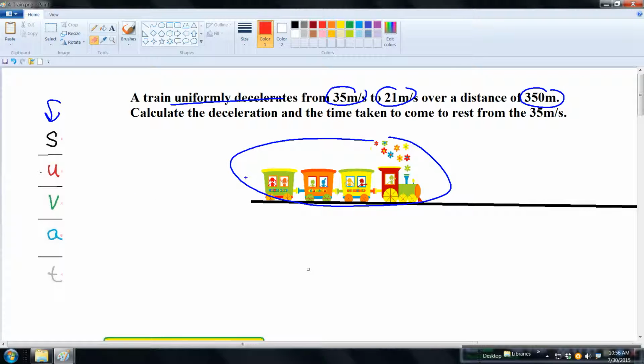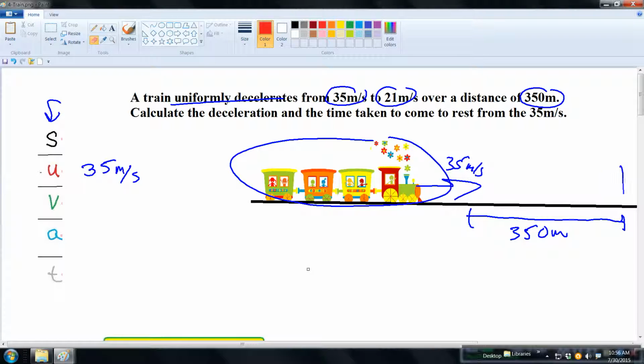Step 2 is fill in 3 out of the 5 bits of information. So we've got initial velocity of 35 meters per second. So it's going at 35 meters per second right here. And then eventually it's going to go down a distance of 350 meters, and at that point, when it's traveled that distance, at displacement s, our velocity is now going to be 21 meters per second. So we'll put that 21 meters per second. Now that's our final velocity, because at this point our interest in the velocity has ended at the end of 350 meters. And so then we put 350 meters in, and that's step 2.